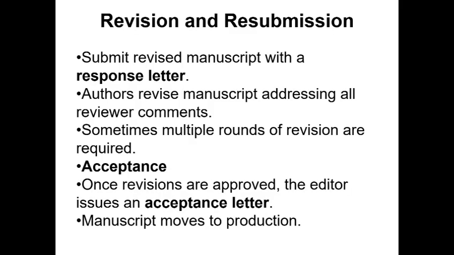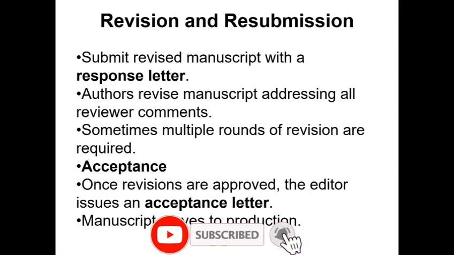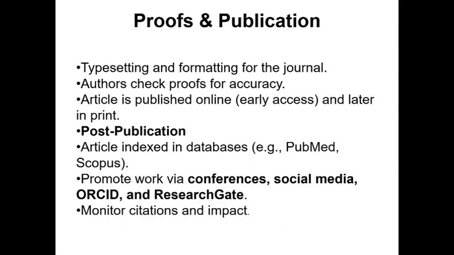Then revision and resubmission. Submit the revised manuscript with a response letter. Then acceptance comes, and an acceptance letter will be there. Once you get the acceptance letter, the manuscript will move to production. Then proofs and publication: typesetting, formatting, everything you have to check just before it is available online. The journal will send you the proof, to find out whether there are typing mistakes or not and whether the formatting is correct, and then the article is published online.